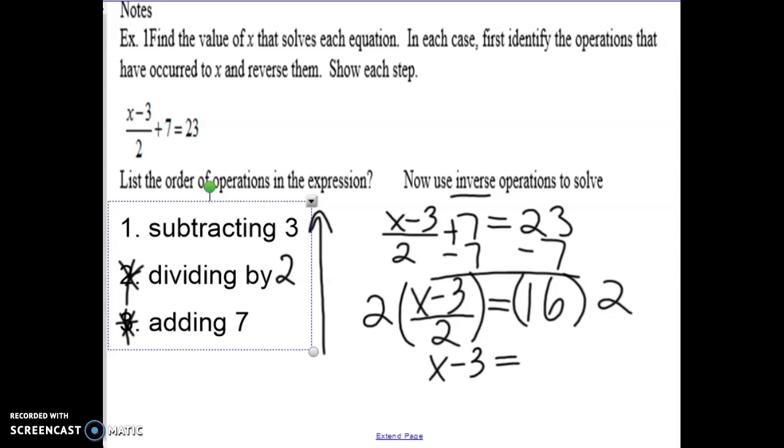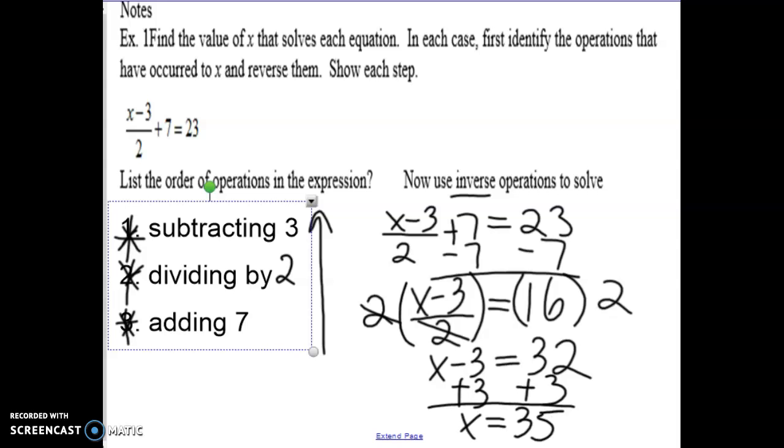So if I multiply by 2 on both sides, this 2 cancels out. 16 times 2 is 32. And now I'm left with simply x minus 3, which if I was subtracting 3 as the first step, I'm now just going to add 3 and end up with x equaling 35. And there you have it. Hopefully that's bringing some more understanding to why we do what we do when we're solving an equation.